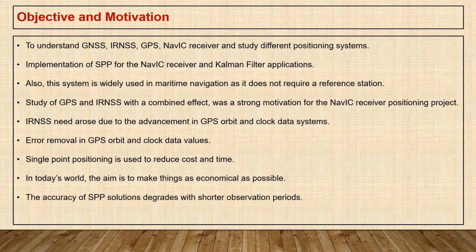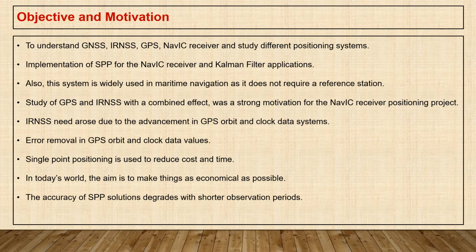The main objective for this project was to study GNSS, IRNSS, GPS, NavIC receiver, and the different positioning systems. Also, one of the main objectives was to implement the SPP, that is single point positioning, for the NavIC receiver and study the various Kalman filter properties and applications. Also, from study, it was found that this system is widely used in maritime navigation as it does not require a reference station. So it is very important to have a proper accurate position of the receiver which is stationed at Earth. And the combined effect of the global level, that is GPS and IRNSS, was a strong motivation for taking up this positioning project.